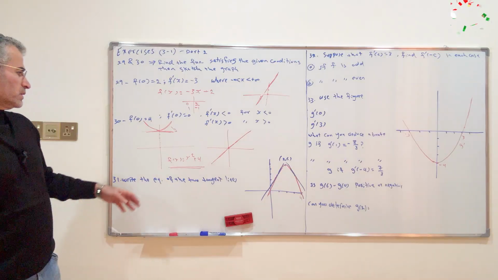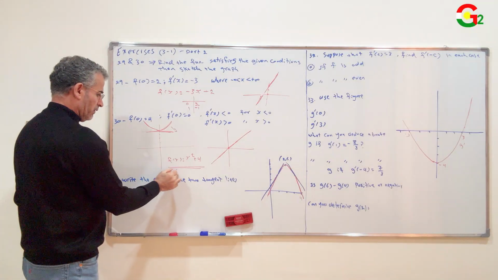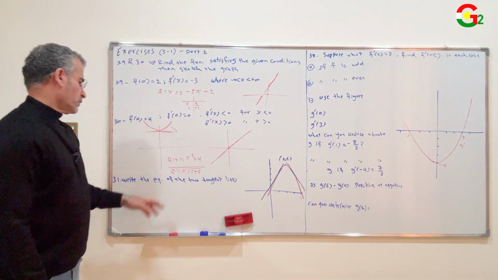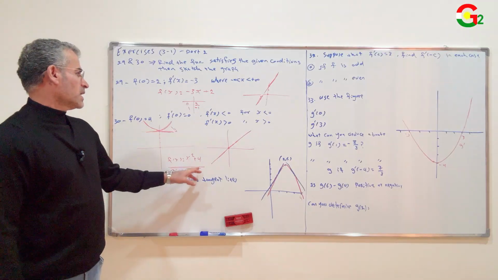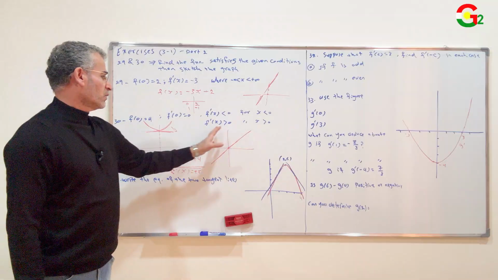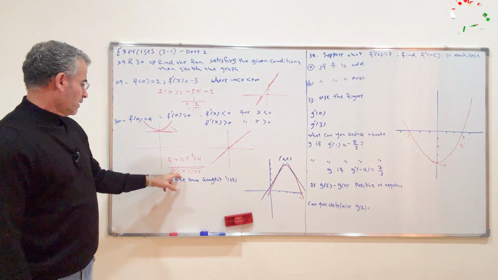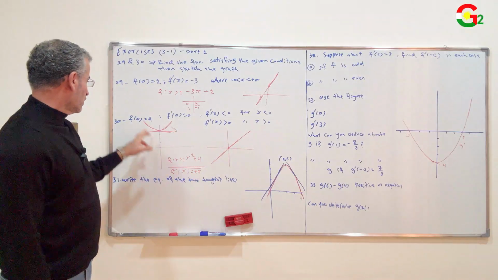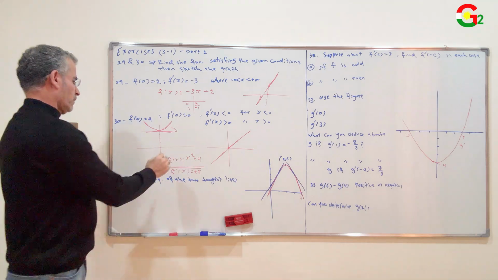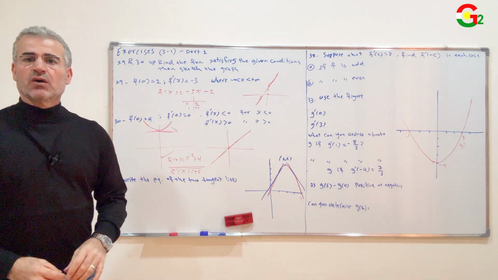If we check this function, the derivative of this function is 2x. 2x is less than 0 when x is less than 0, and it is greater than 0 when x is greater than 0, and f prime of 0 is 0, and f of 0 is 4, therefore it satisfies all conditions.